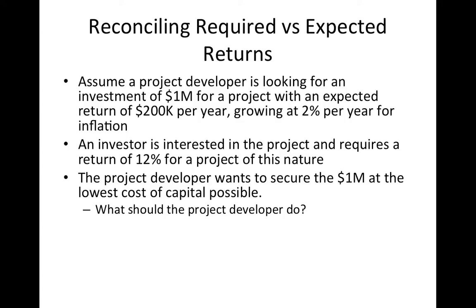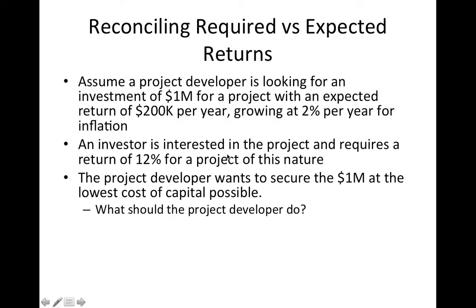So we now know that there are projects where the expected return on the project is higher than the investor's required return. Let's just use an example of that. Assume we have a project developer. They're looking for a $1 million investment on a project. It expects to return $200,000 per year, growing at 2% a year for inflation. So in the first year, $200,000, next year, $204,000, I guess, whatever that is.